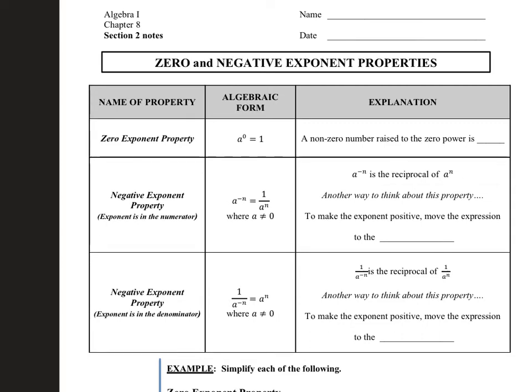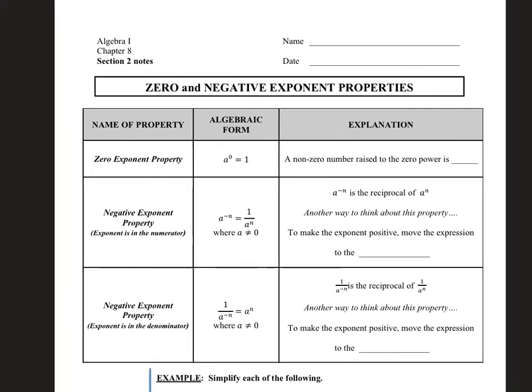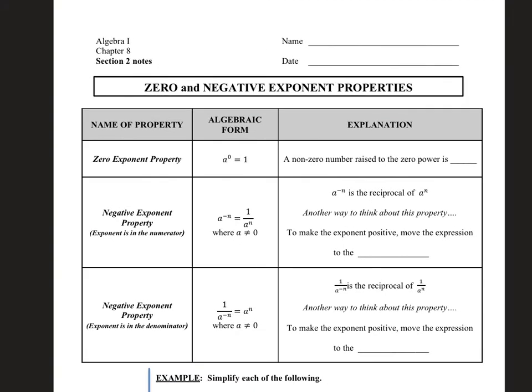We're continuing with chapter 8, which is exponents and exponential growth and decay and scientific notation and exponential properties. So today's section is 8.2, which is zero and negative exponent properties. Our essential question is how do we simplify exponential expressions using the properties of exponents with zero and negative exponents?